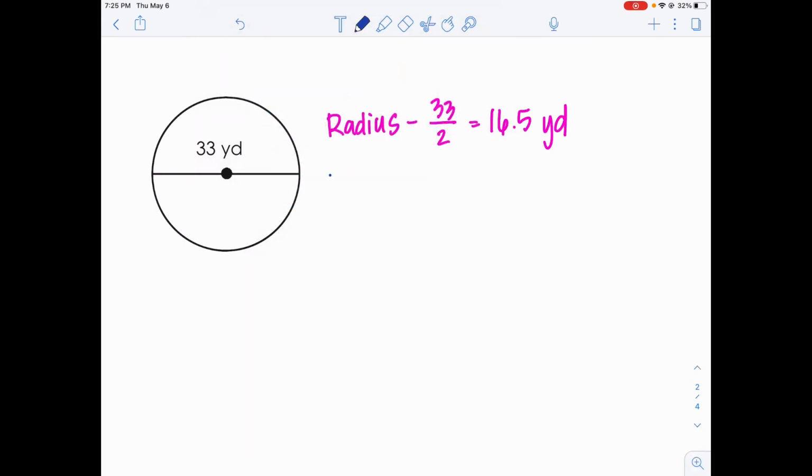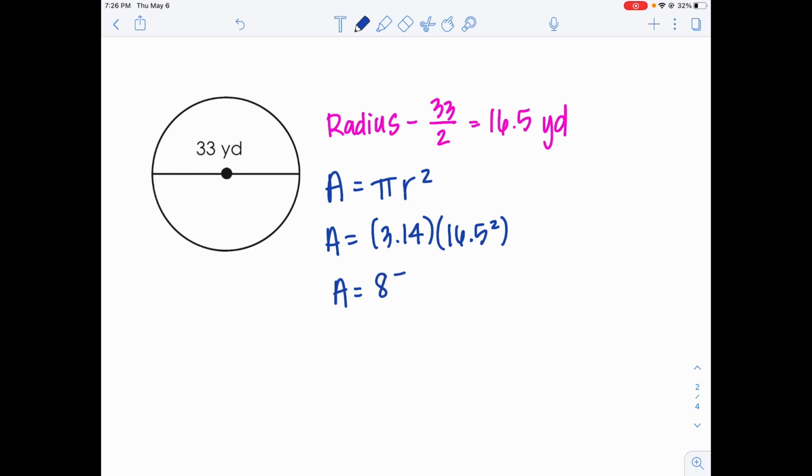Using the formula for the area of a circle, pi times the radius squared. Area equals 3.14 times the radius, which was 16.5 squared. Plugging it all into my calculator, 3.14 times 16.5 squared tells me that the area for my circle is 854.865 thousandths yards squared.